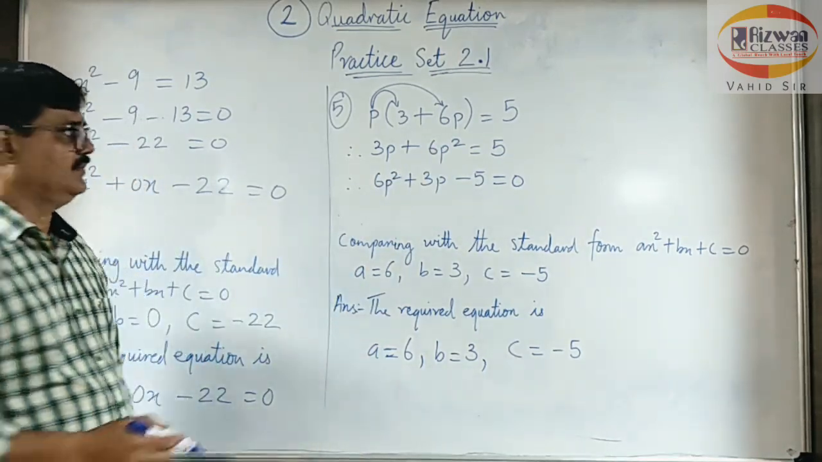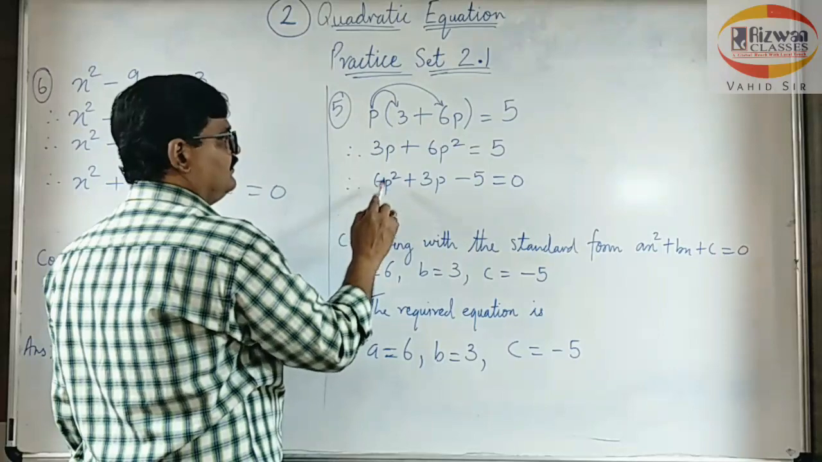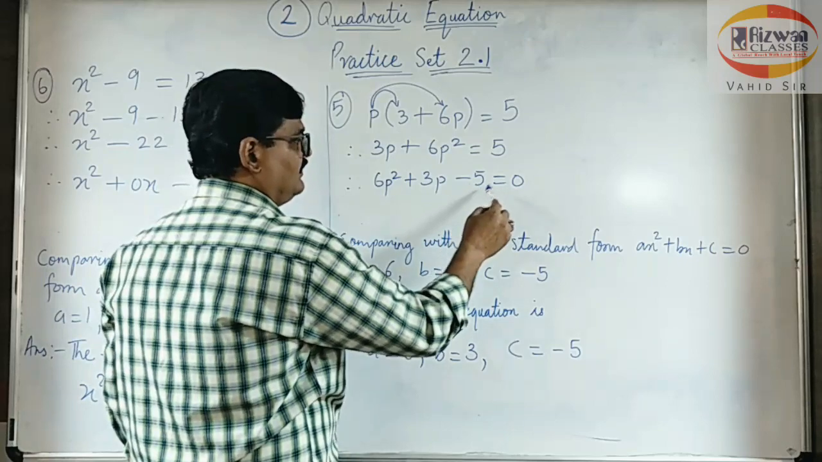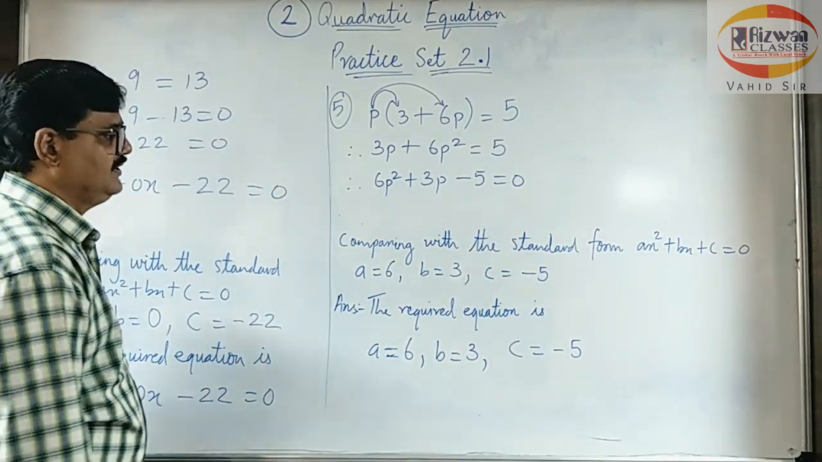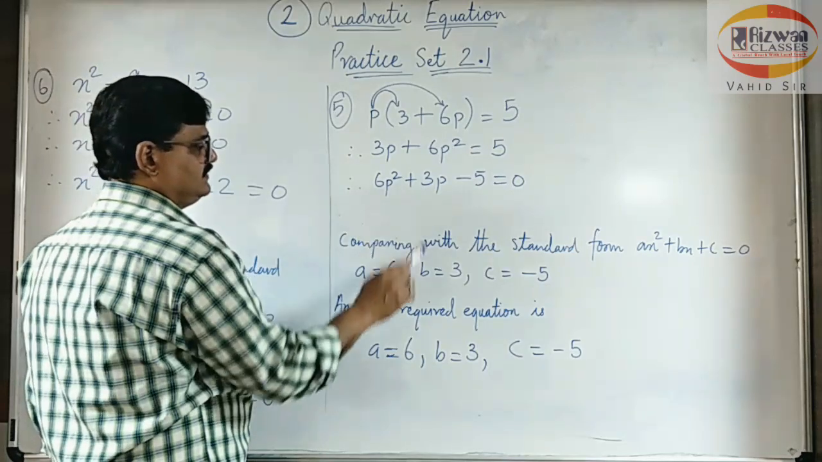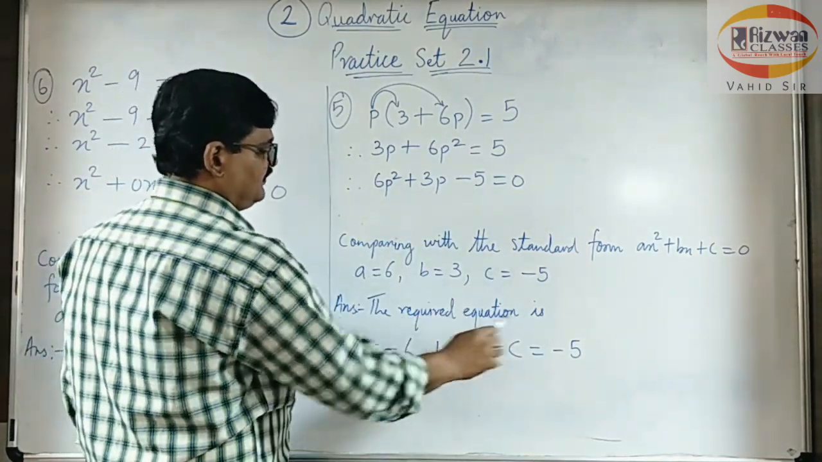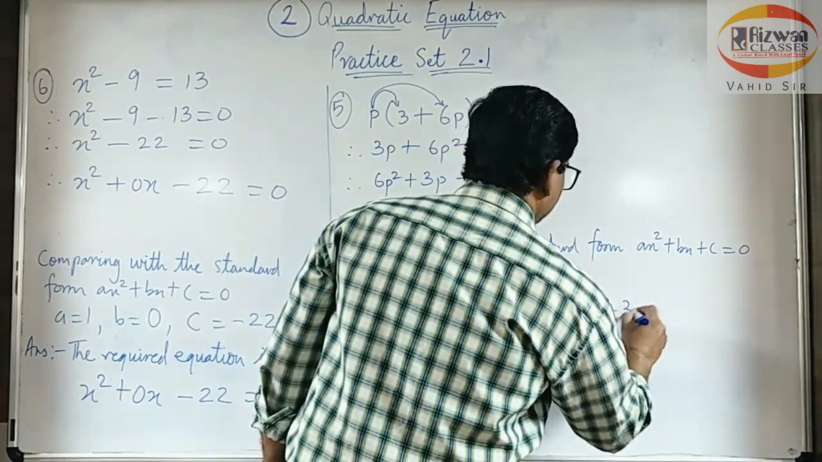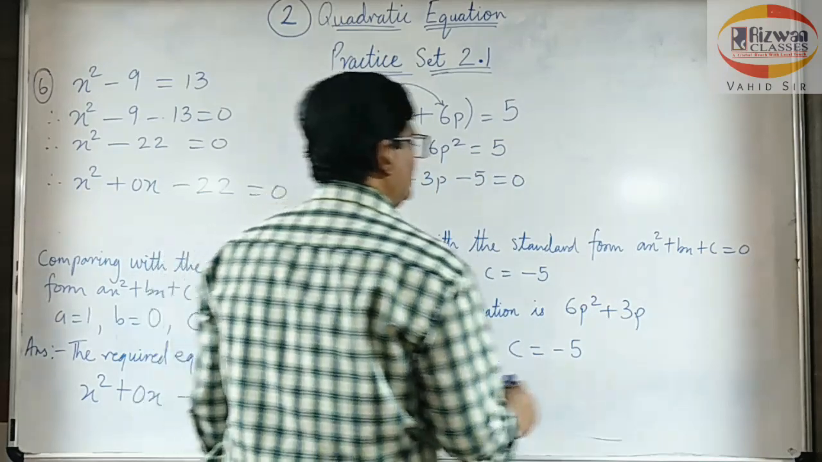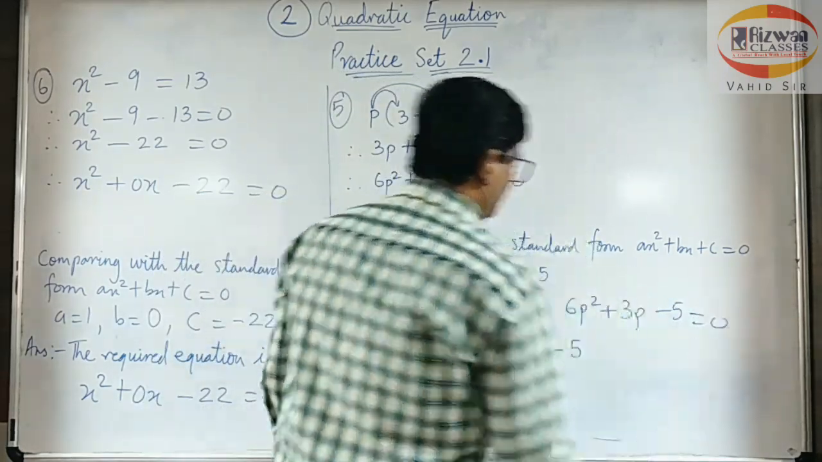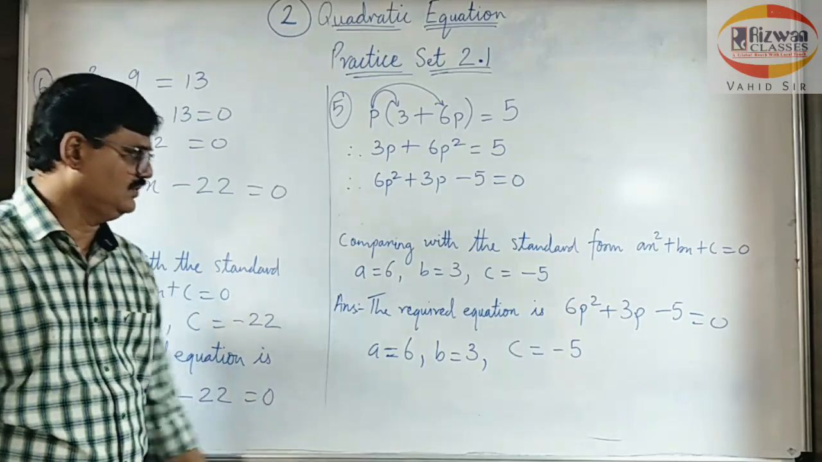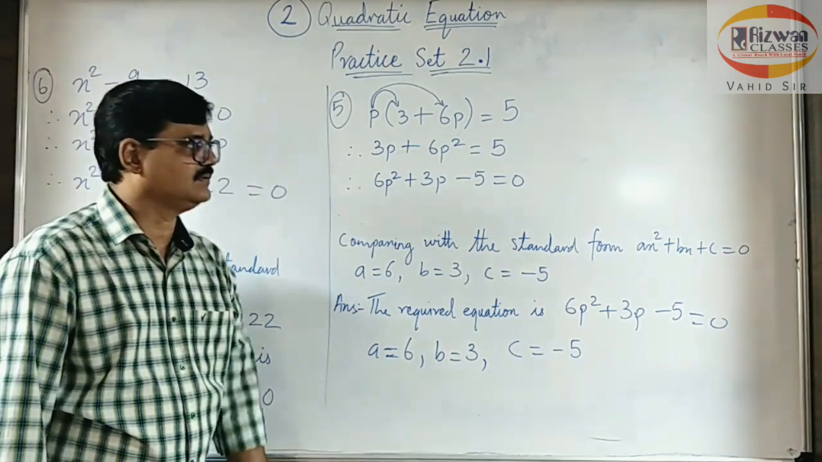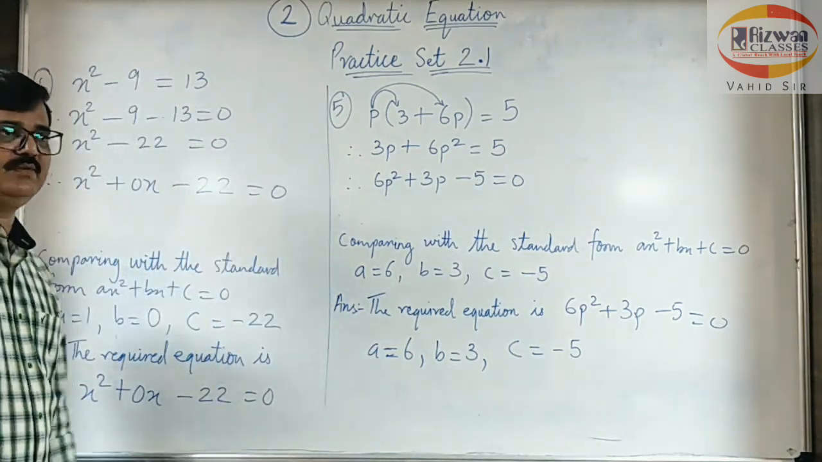Get it into the standard form. So what will come first? 6p square will come first, then 3p, and the 5 which is on the right hand side will come to the left hand side. It will become minus 5, and that is equal to 0. Therefore you compare: a is equal to 6, b is equal to 3, and c is equal to minus 5. Therefore the required equation is 6p square plus 3p minus 5 is equal to 0. Here a is equal to 6, b is equal to 3, and c is equal to minus 5. And this is a very simple, very easy sum. For 1 mark it will come in the board exam.